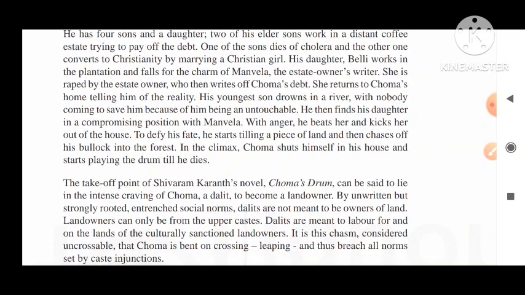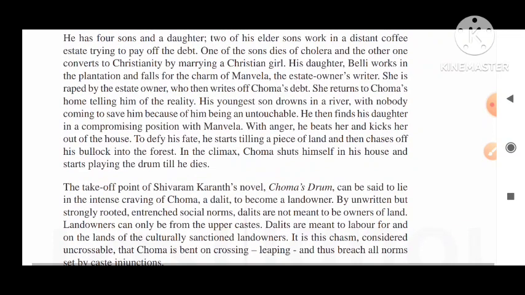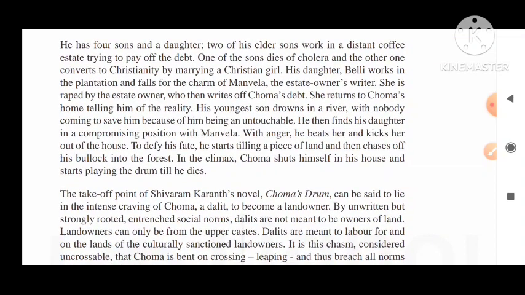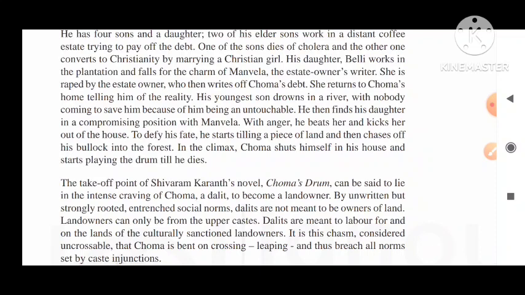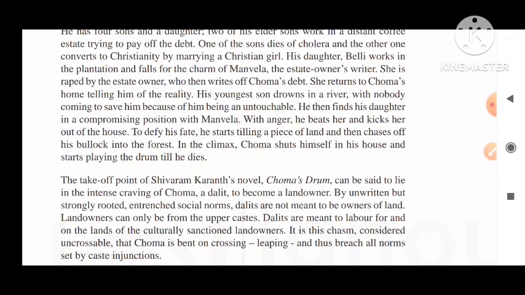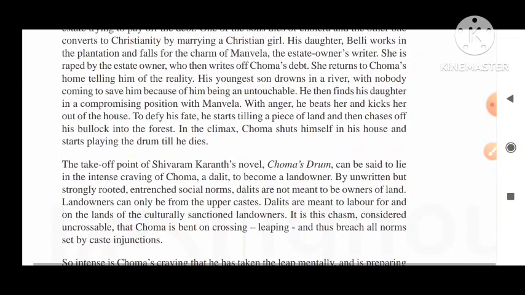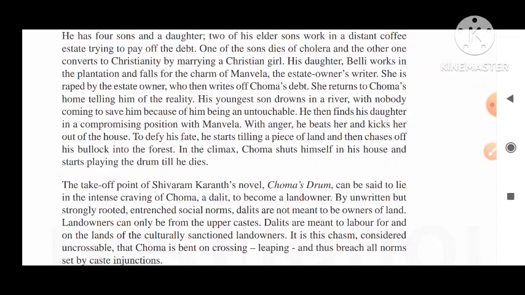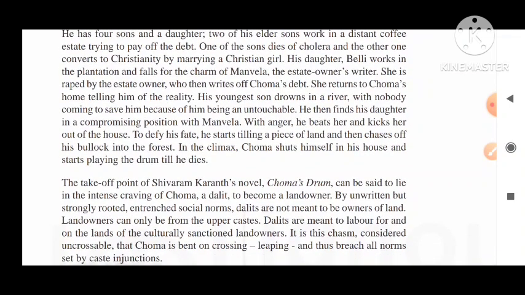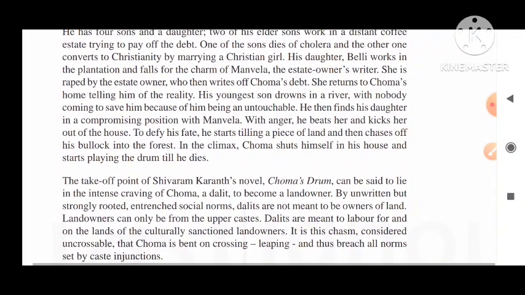His daughter Belli works in the plantation and falls for the charm of Manvela, the estate owner's writer. Okay, his daughter's name was Veli. So, Veli works in the plantation and falls for the charm of Manvela, the estate owner's writer. She is raped by the estate owner, who then writes off Choma's debt.